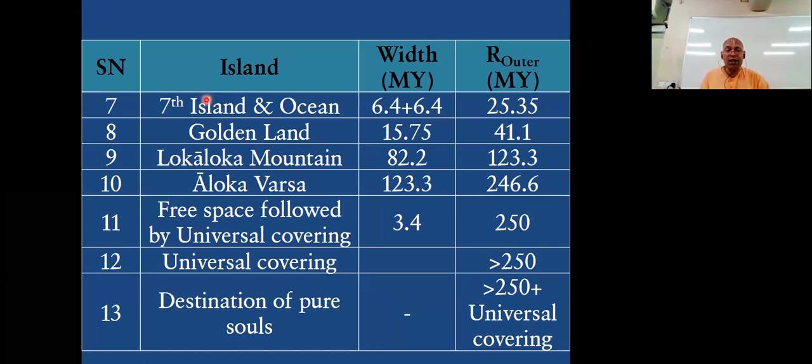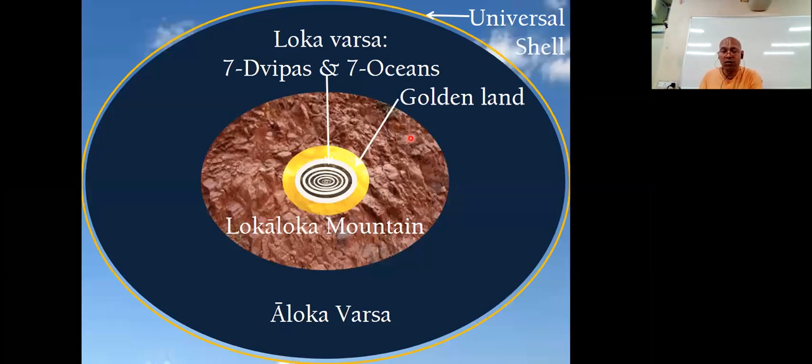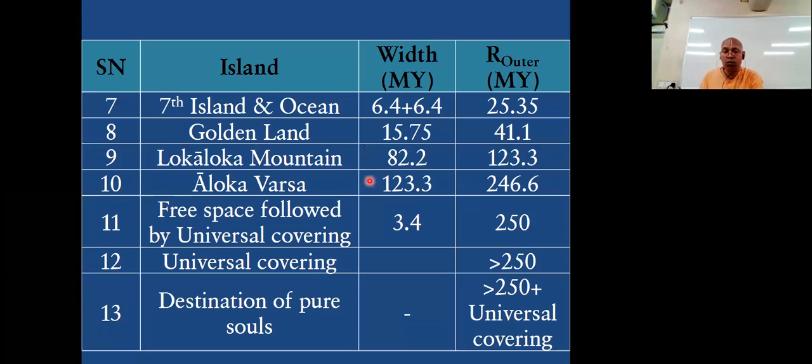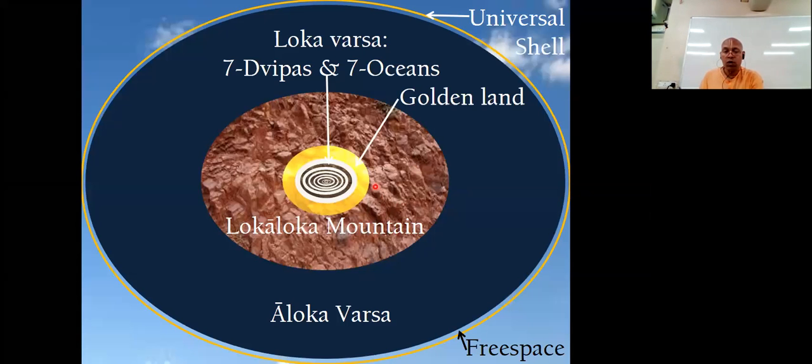The width of the 7th ocean is 6.4 million yojanas. Thus, the outer radius of the 7th ocean is 25.35 million yojanas. The width of the golden land, from here to here, is 15.75 million yojanas. Thus, the outer radius of the Swarna Bhumi is 41.1. Then the width of the Loka mountain is 82.2, from here to here.